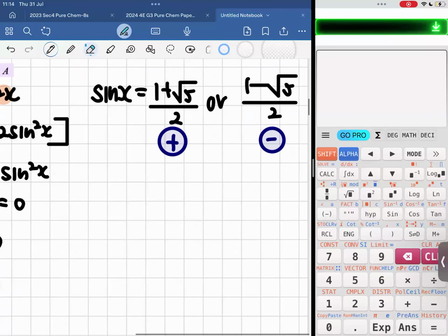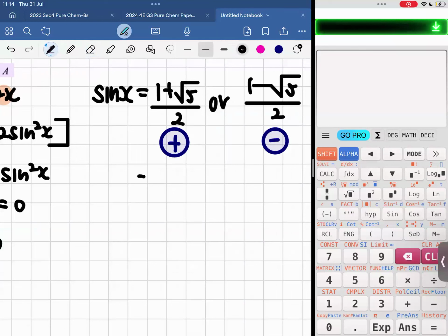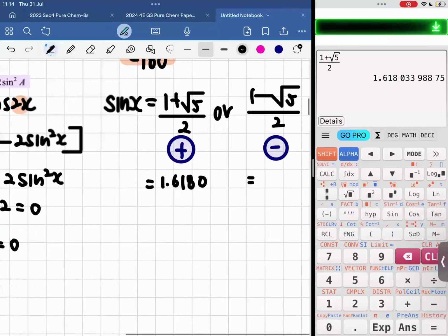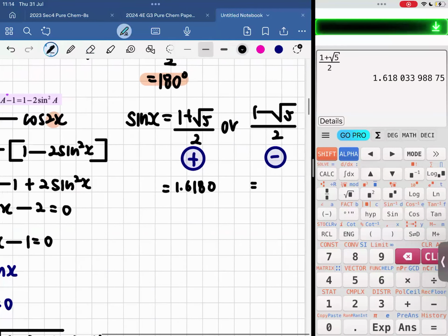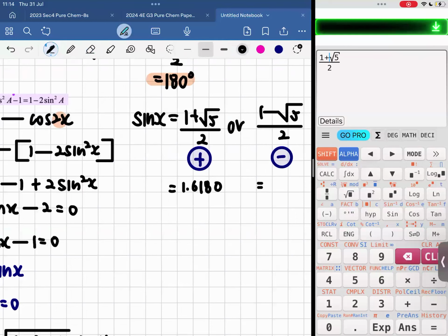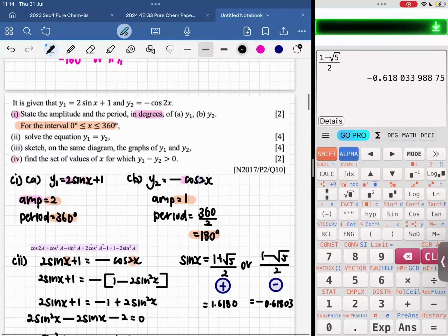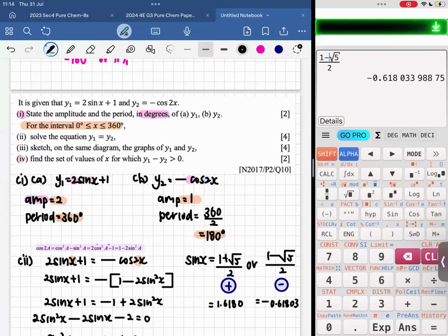You realize we got an error, right? So we need to check a little bit from here. Okay, let me just key this. So this one here is 1 plus root 5 over 2, right? This is 1.6180, where this one over here gives me, let me just change this, negative 0.618. 0.61803. So the good thing is they never say exact.